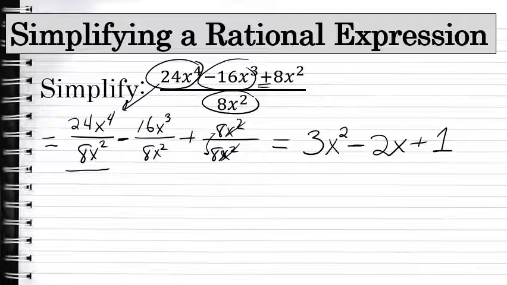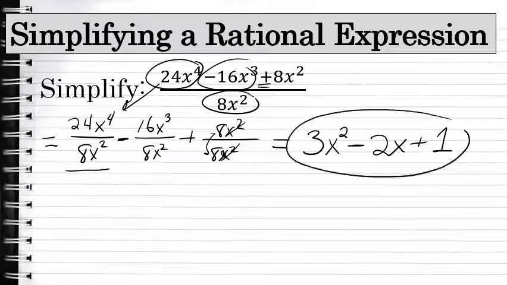So, the rational expression, 24x to the fourth minus 16x to the third plus 8x squared all over 8x squared, simplifies to 3x squared minus 2x plus 1. And this is assuming that x does not equal 0, because in that case, this expression would be undefined.